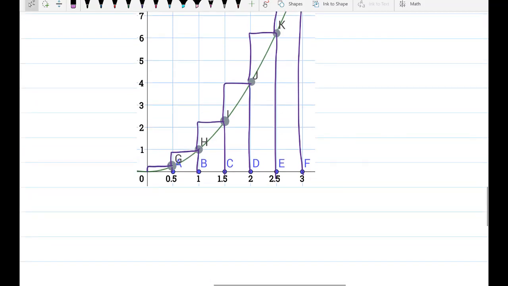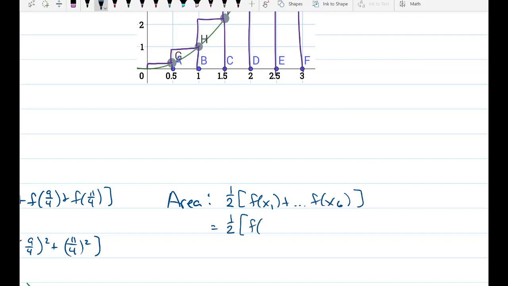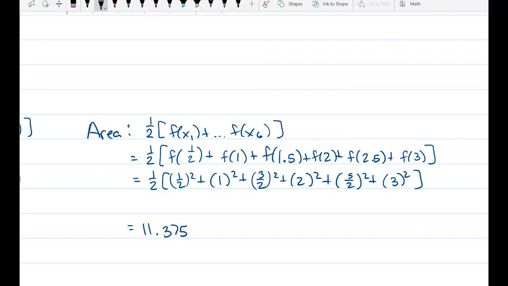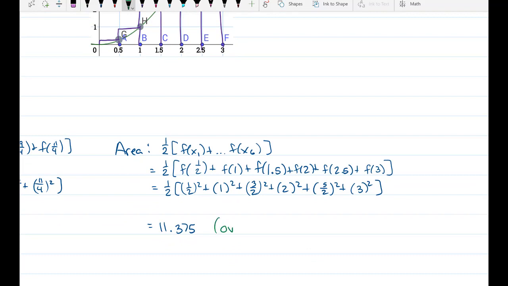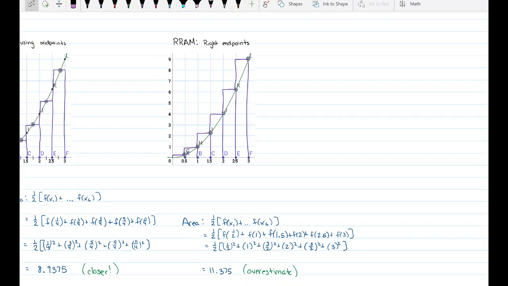Okay, and we're going to do the same thing. We're going to calculate the area of all of these rectangles. So take a second and on your own calculate the area. And you're going to end up getting 11.375, which is, as you guessed it, an overestimate. And that's how you use partial sums in order to calculate the area underneath a curve.